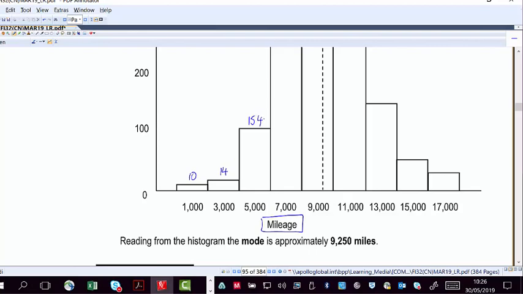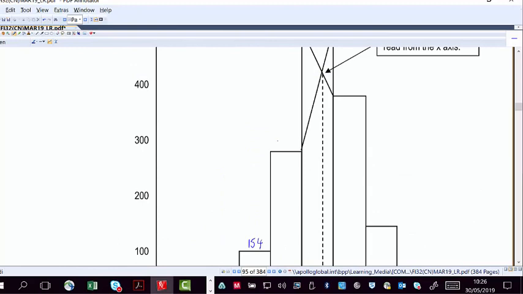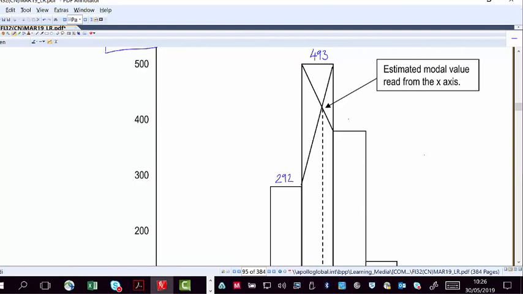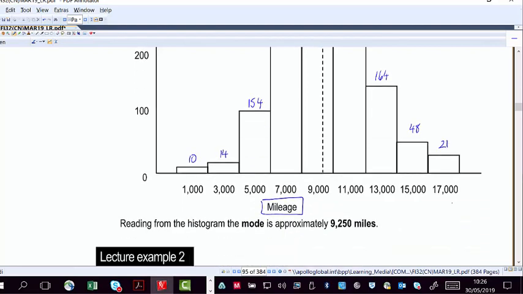With a midpoint of 5,000 there were 154 drivers. With a midpoint of 7,000 there were 292. We can see that the most frequent midpoint was at 9,000 and there were 493 drivers within that band, 404 in the next band, and then 164, 48 and 21 finally recorded at the last band. And we can see that this information has already been plotted onto the histogram for us.